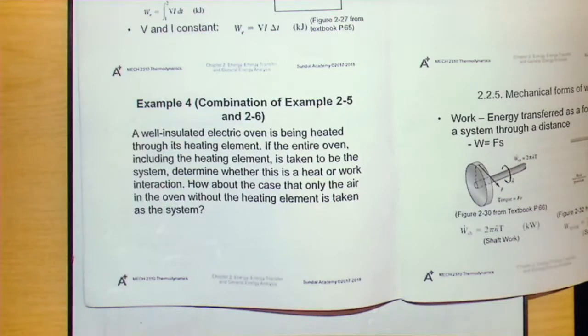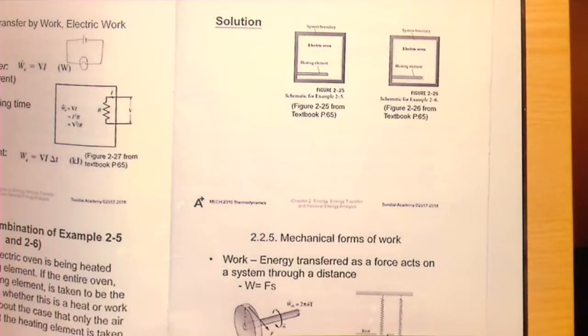Well, example 4: a well-insulated electric oven is being heated through its heating element. If the entire oven, including the heating element, is taken to be the system, we need to determine whether this is a heat or work interaction. Then I also ask you, how about the case where only the air in the oven, without the heating element, is taken as the system? So you will see the two pictures inside the solution.